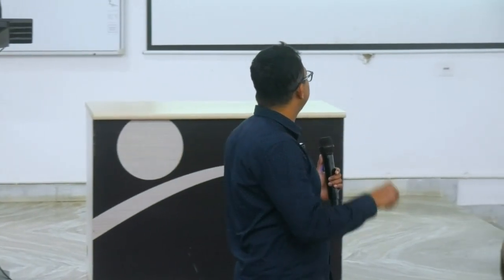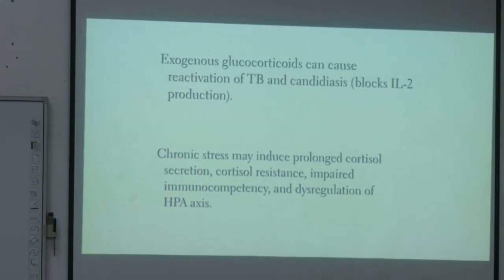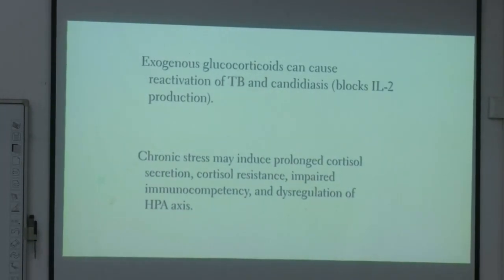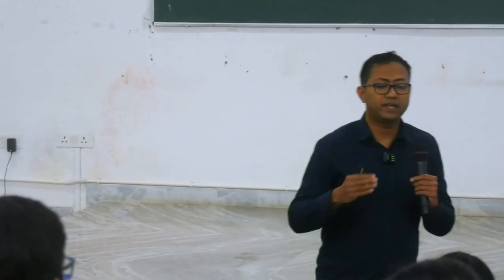Okay, next, finally, chronic stress may induce prolonged cortisol secretion. If someone is stressed chronically, and you are also stressed because you are studying and have the pressure of study, this will cause increased cortisol in your blood. If anyone is stressed, there will be increased cortisol.